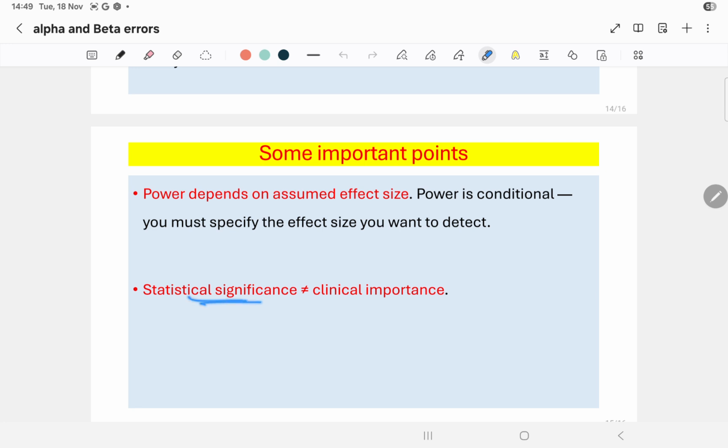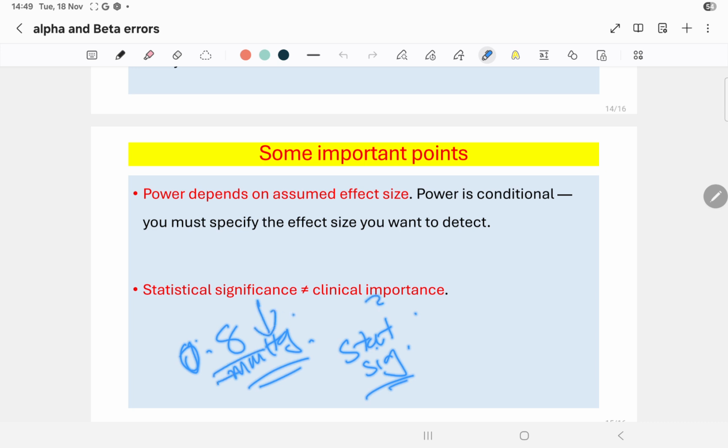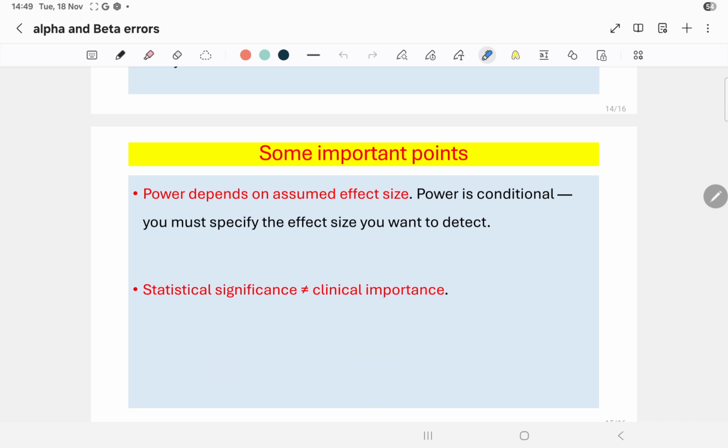And statistical significance is not equal to clinical importance. Statistical significance means that your study data shows a statistically significant result, but it does not mean that it will be clinically important. For example, if you have a mean reduction of 0.8 mmHg and the study shows statistical significance, will the 0.8 mmHg reduction in blood pressure be clinically important? No. So statistically significant does not mean clinically significant. I have explained this with more examples in my P value video.